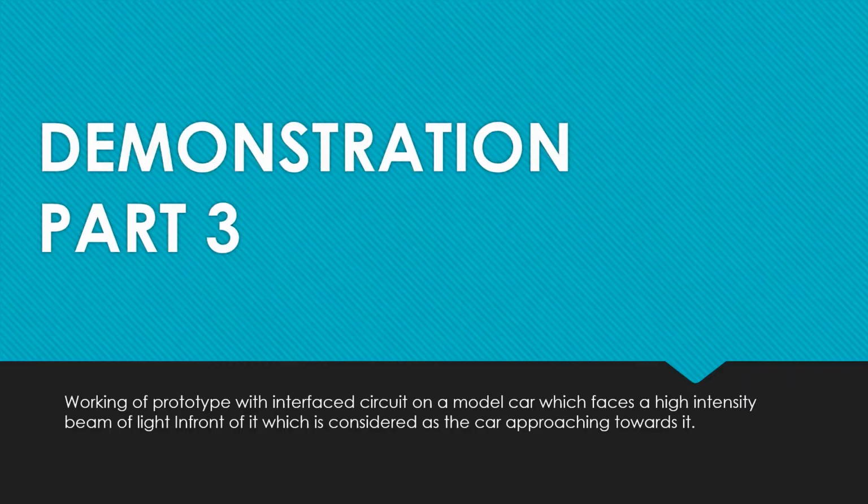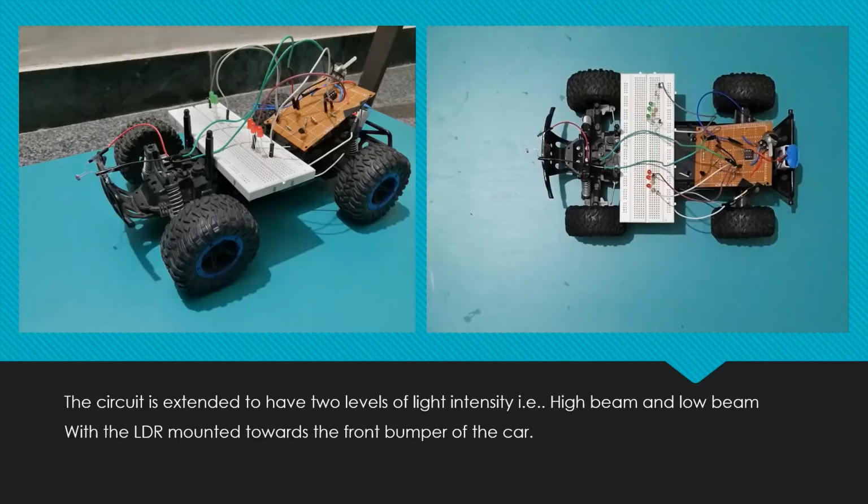In the third part of the demonstration, we have combined all the components of the circuit and made the situation as realistic as possible with a model car approaching another car. In this model car, the high beam of the car is represented by red LEDs and the low beam of the car is represented by green LEDs. The LDR is mounted on the front bumper of the car.